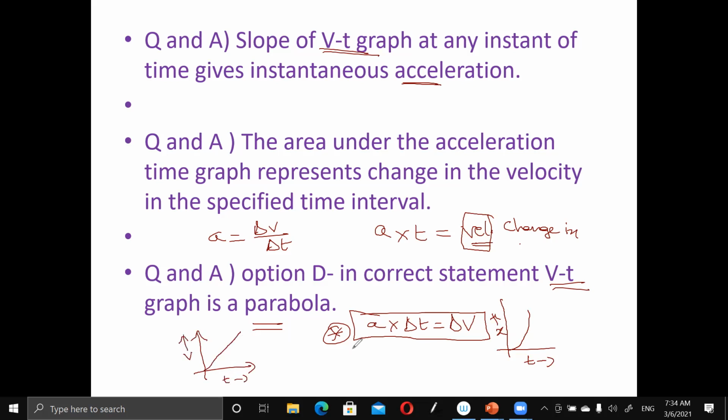Why is it so? We assume the initial velocity is 0, so x is equal to half at square. X is proportional to t square, which is like a parabola. That option is correct. And the VT graph is a straight line, that option is also correct. So the next one: what I find is option D, that the VT graph is a parabola for uniform acceleration, is wrong. For uniform acceleration, it will be a straight line. That's how you can look into the answers.